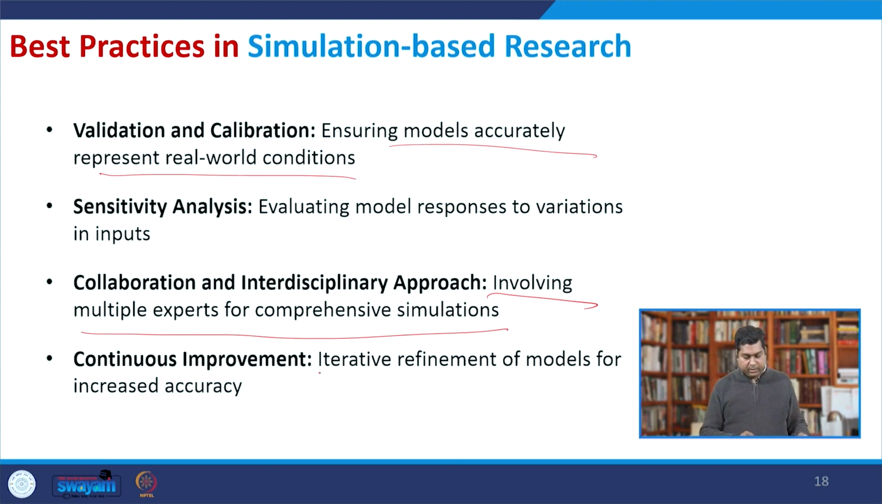Continuous improvement, because simulation is done iteratively, how you train your model and all, so iterative refinement of models for increased accuracy. So you keep on improving, you train the data, if there are certain glitches you change certain parameters, and finally you come up with something which is reliable. You can also compare with certain past experimental data and validate that even in that particular scenario the result output is within this range, and our simulation-based result is also giving the same range. Then we can accept that it is performing and giving almost real world findings.